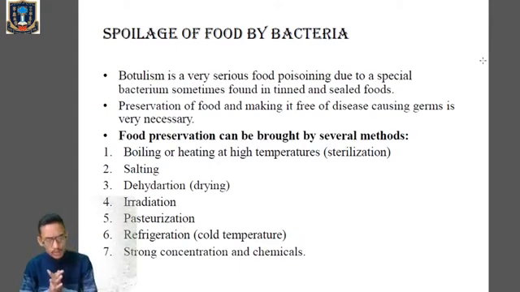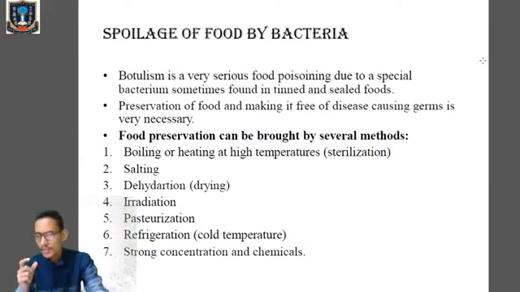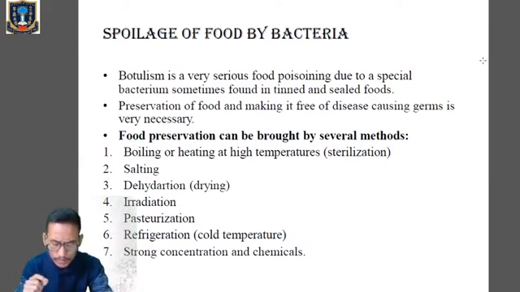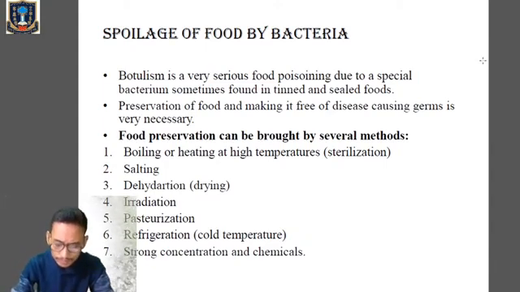Boiling water kills bacteria except their spores. But at higher temperatures above 110 degrees Celsius, by applying pressure, we can kill the spores also. Number two is salting, which is a common method of preserving food like fishes, pickle, cheese, and so on for a longer period of time.